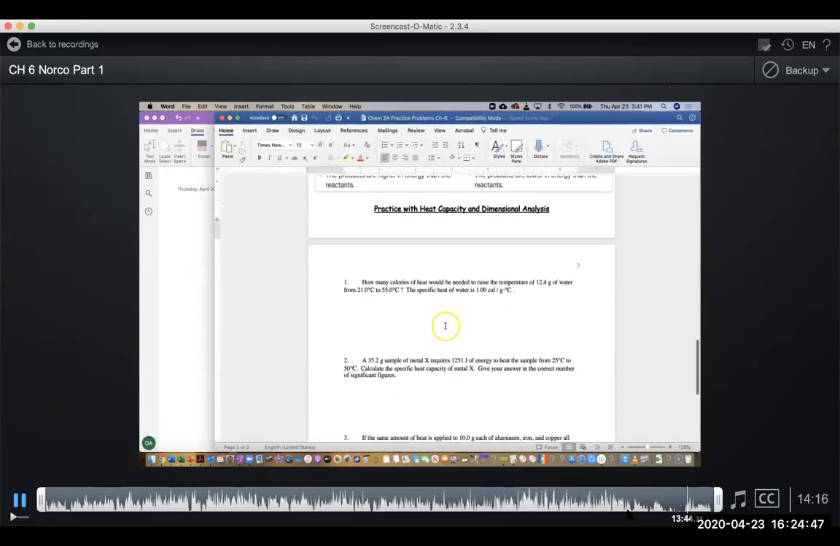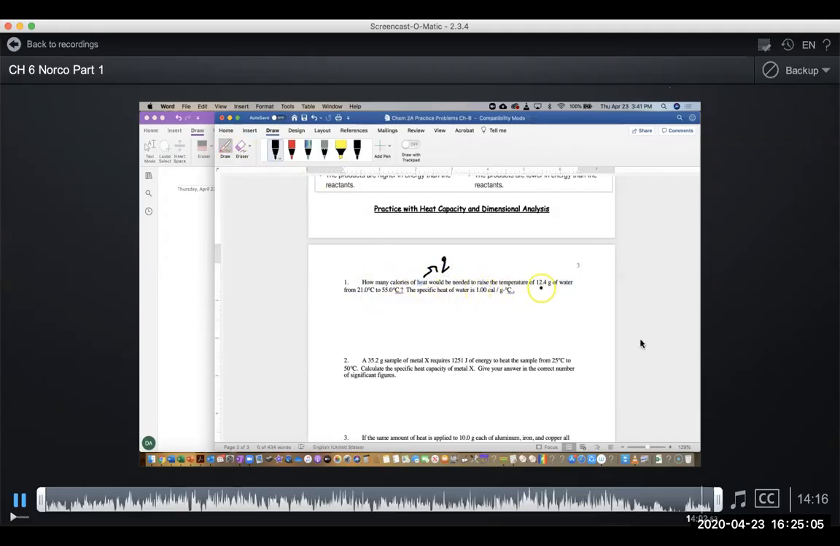All right, so guys, let's look at this question. The question here says, how many calories of heat, so you remember a calorie is a unit for heat. So basically, how many calories of heat may mean that they're looking for Q, right? So heat symbol was Q. How much energy would be needed to raise the temperature of 12.4 grams of water from 21 degrees Celsius to 55 degrees Celsius, and the specific heat of water is 1 calories per gram degree Celsius, okay?